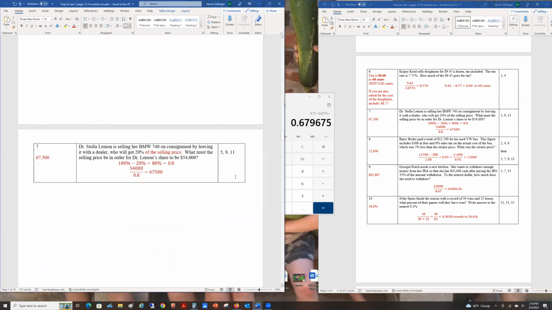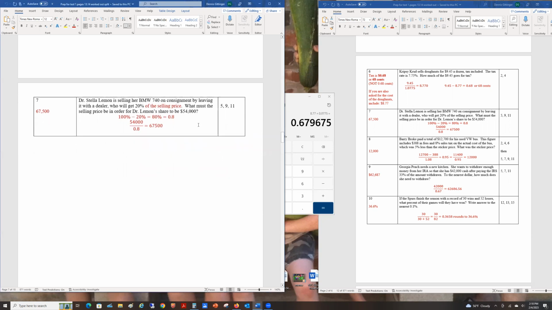All right, number 7. This is a case of a number, an unknown number called the selling price, and it's split into 2 parts. One part goes to the dealer, 20% of that, and the other part is going to the actual owner of the vehicle. The owner of the vehicle says $54,000 is what I need to have after you take your commission. What that means is the 54,000. By the way, do not multiply 54,000 by 20% and then add that on, because if you do, that's a bigger number than 54,000, and you'll get more than you would otherwise.